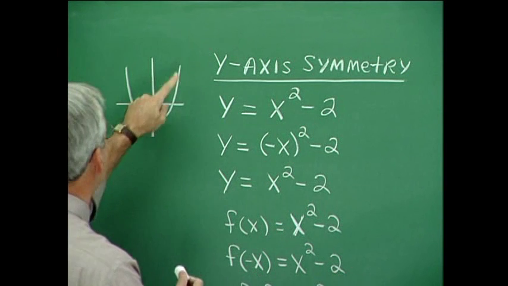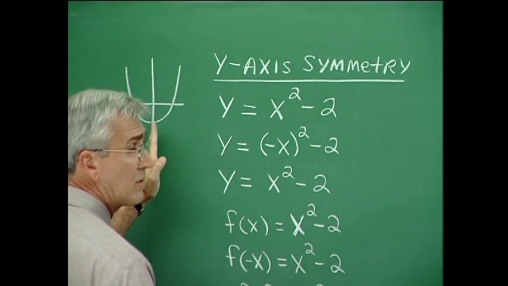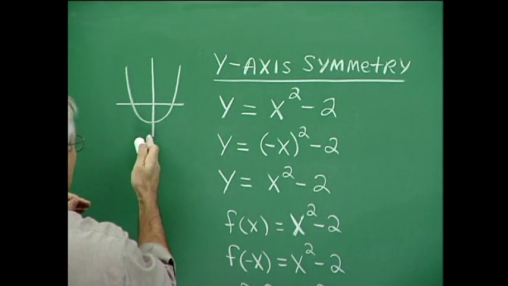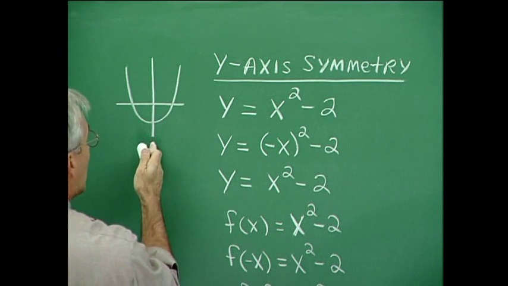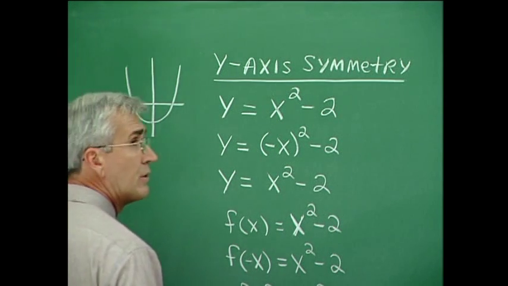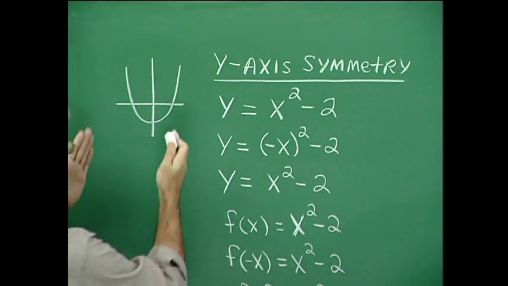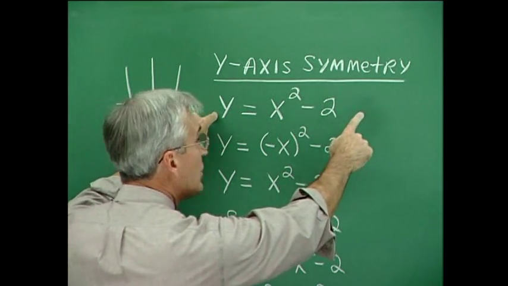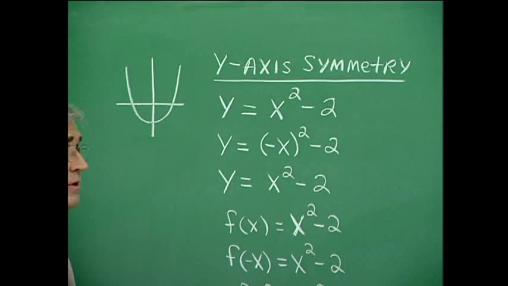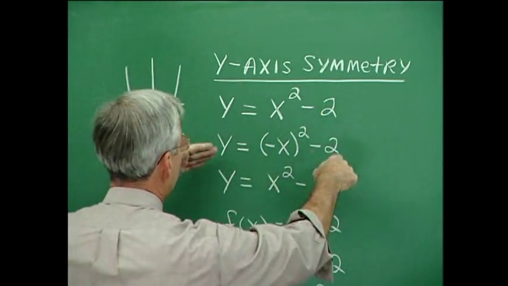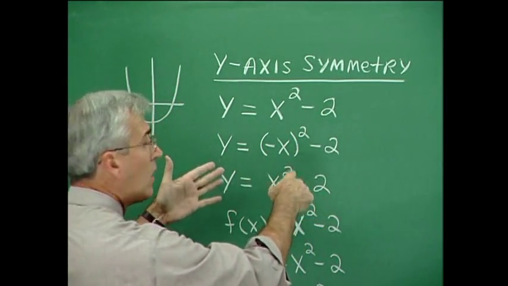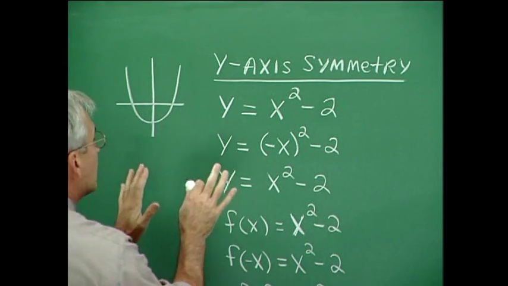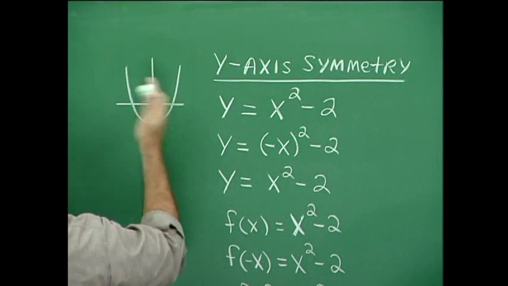Here's an example of a graph which is symmetric to the y-axis. And symmetry is fundamentally the idea that we could fold along our line of symmetry, in this case the y-axis, and the graph would fold onto itself. Now, the equation related to this graph is y equals x squared minus 2. We can evaluate for y-axis symmetry by making a certain replacement within the equation. Now, that replacement can be evaluated, or we can understand the nature of it by understanding this folding idea.